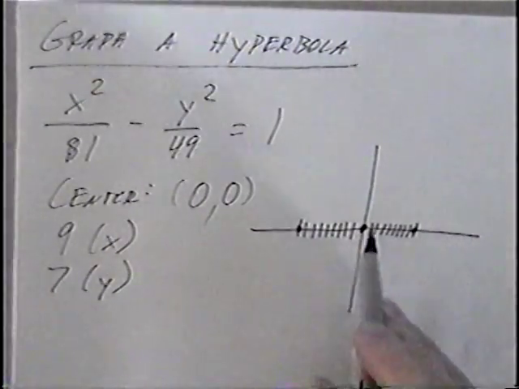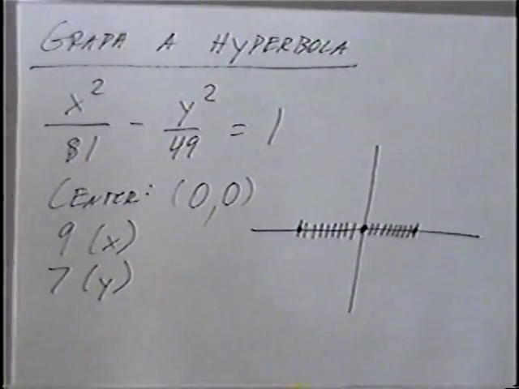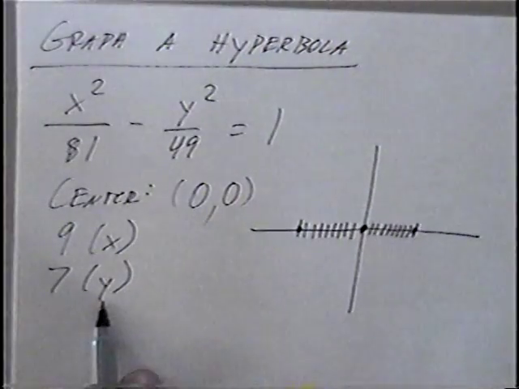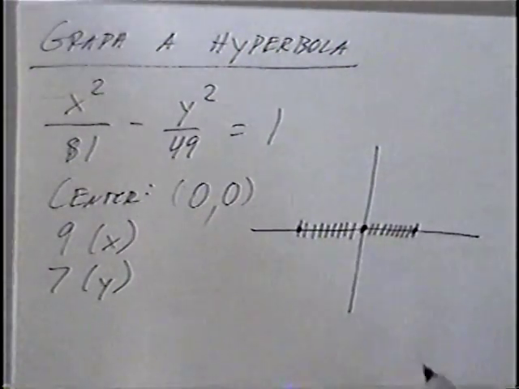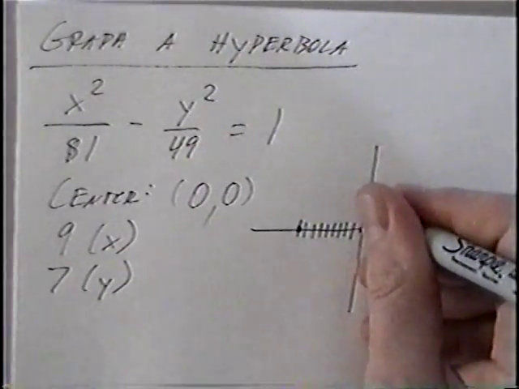We'll go 9 units to the left and also 9 units to the right. Also for the y value, we'll go 7 units. That'll be 7 units up and 7 units down.